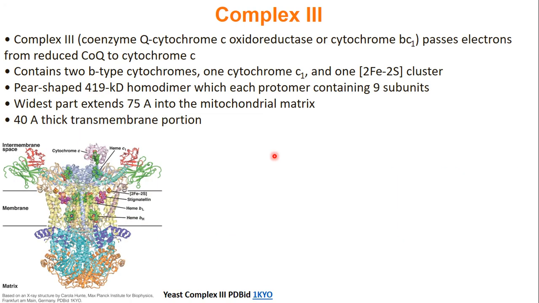That moves us to complex 3. In complex 3, we take electrons from coenzyme Q and we're giving them to cytochrome C. Here we have different types of cytochromes and more iron sulfur clusters. Hopefully we're aware what these iron sulfur clusters are doing now. This protein is again another massive complex. It's a homodimer, each with 9 subunits in each dimer. It's in the membrane, and you also have a thick portion in the matrix, and you also have a portion in the intermembrane space as well.